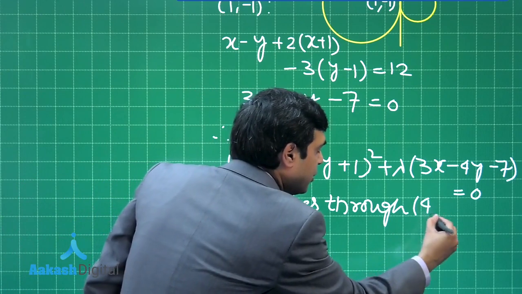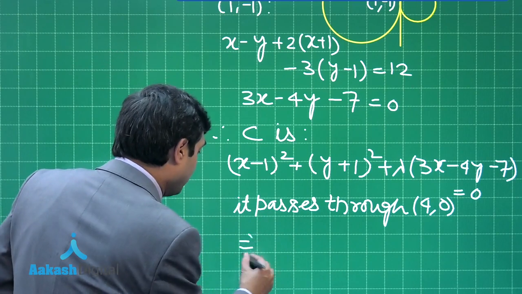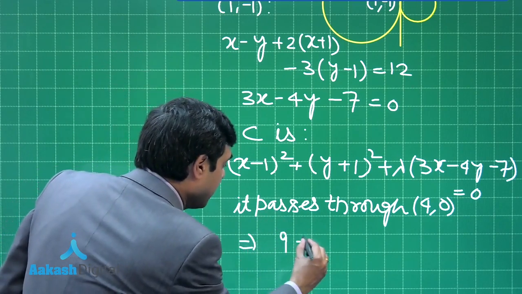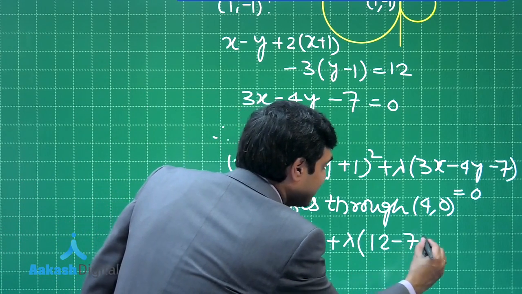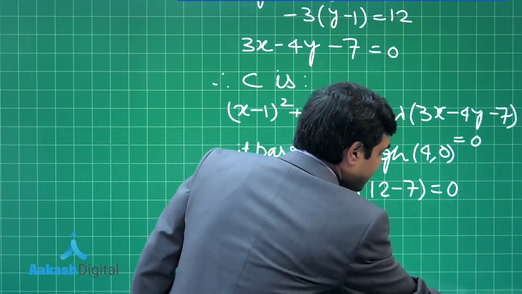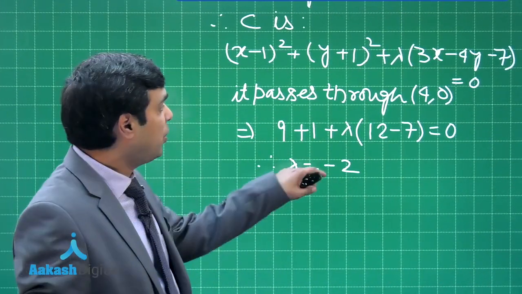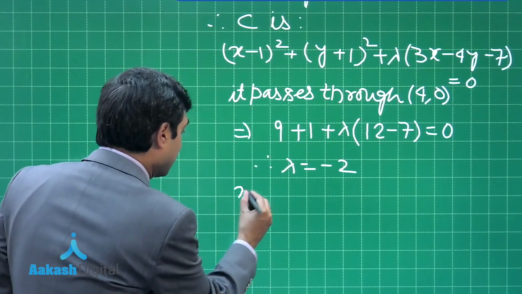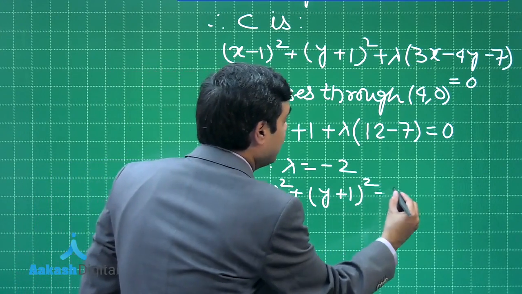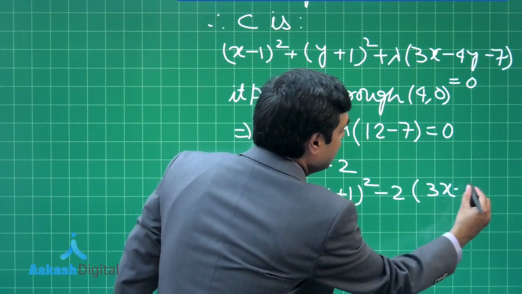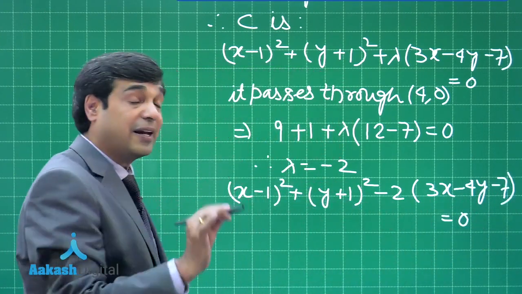(4, 0). So, let us pass this circle through (4, 0) in order to get the value of lambda. When you put here (4, 0), you find 9 + 1 + lambda times (12 - 7) = 0. This is clear. Therefore, lambda is equal to -2, right. Put the value of lambda back as -2: (x - 1)² + (y + 1)² - 2(3x - 4y - 7) = 0. So, this is the required circle.